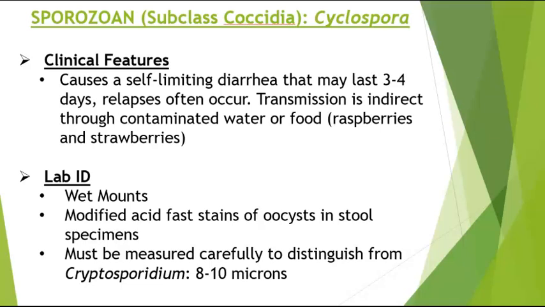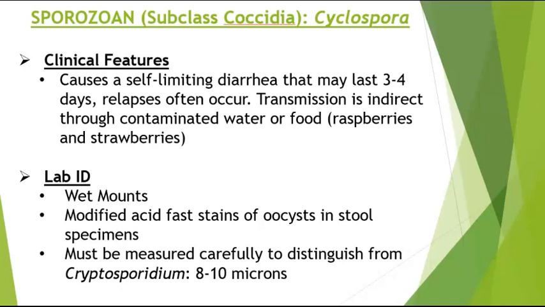Okay, here is our last parasite in the subclass Coccidia for the sporozoans. It's Cyclospora. The clinical feature is it's self-limiting, so the diarrhea is only going to last a few days, but relapses often occur. Transmission is usually indirect through contaminated food or water. A lot of times people end up getting this through berries, such as raspberries or strawberries.